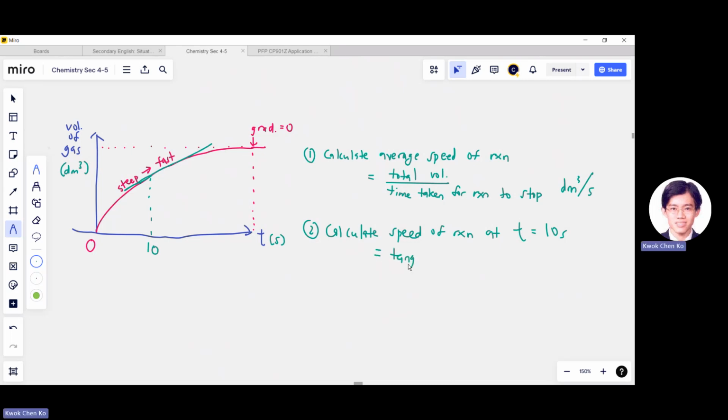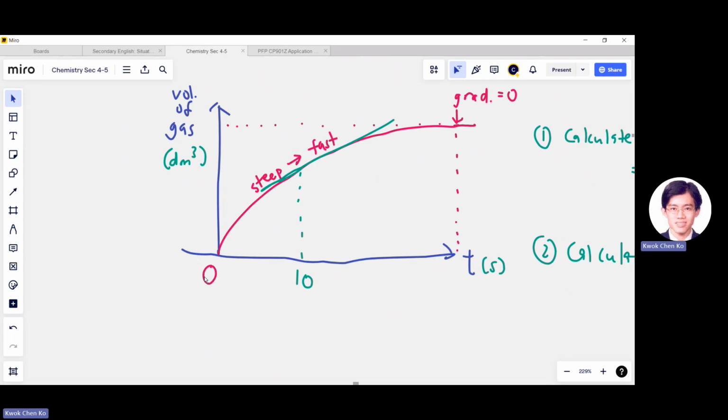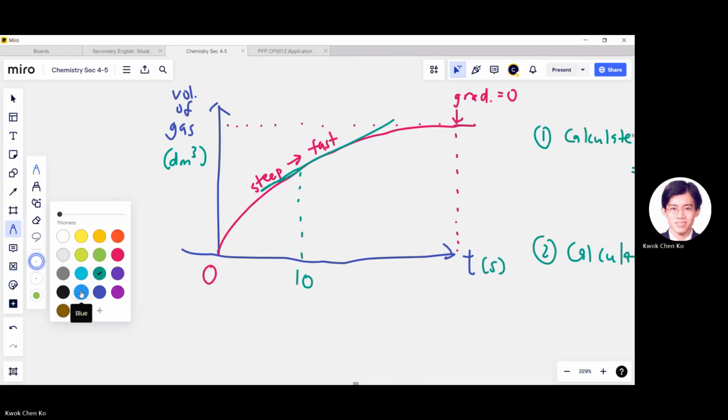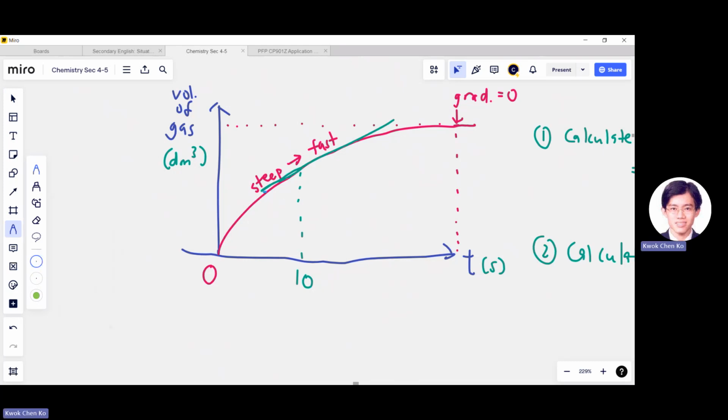So this equals the tangent. I think I don't have to explain how to use a tangent, right? Just do it. So draw the tangent. After that, what are you supposed to do with it? Take two points on the tangent. Okay, then use your gradient formula, rise over run or whatever you want to call it. So this is delta y over delta x.